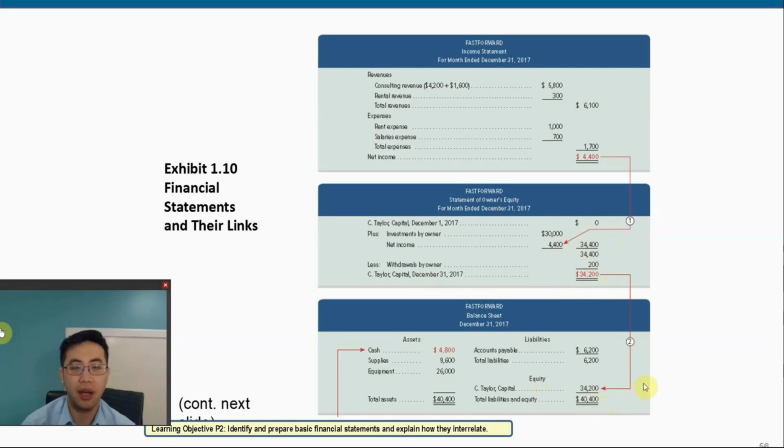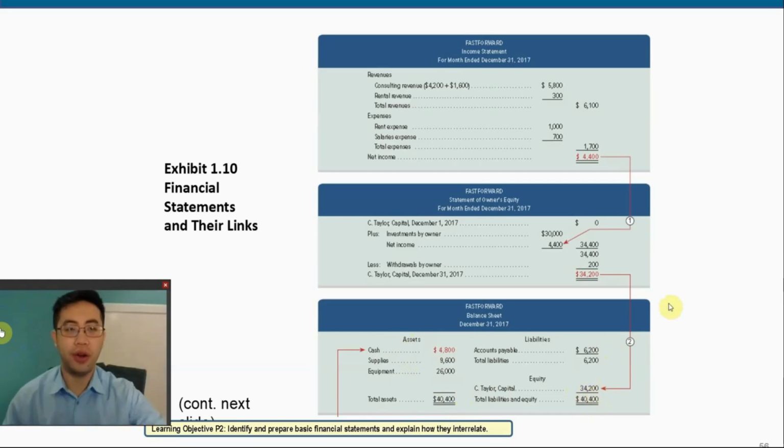And on the balance sheet, you have total equity, and you also have total liabilities. And in this simple case, your total liability is just accounts payable. And also you have total assets, which are cash, supplies, and equipment, and they all add up to 40,400 for total assets. And this number is exactly the same as total liabilities and equity of 40,400.